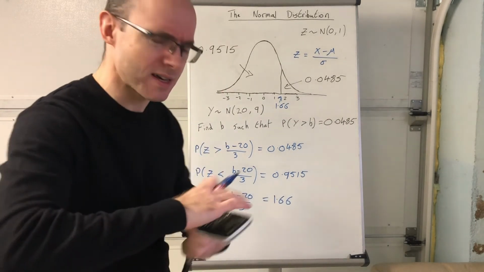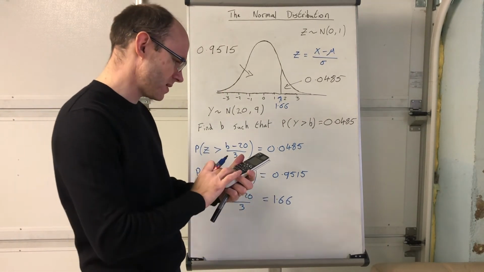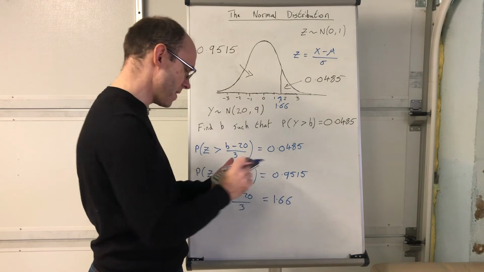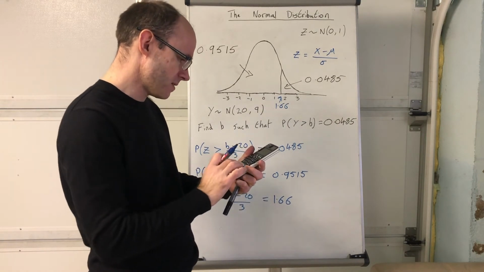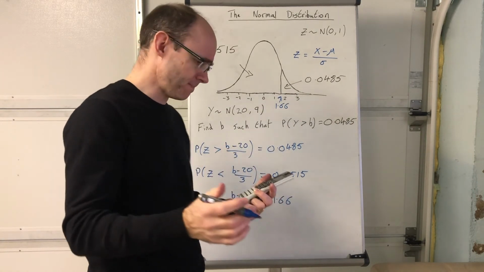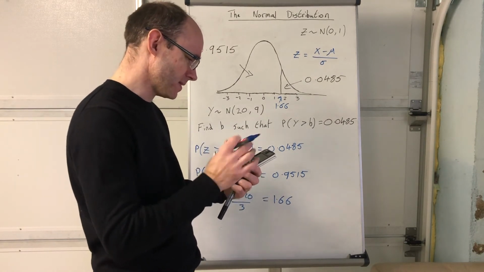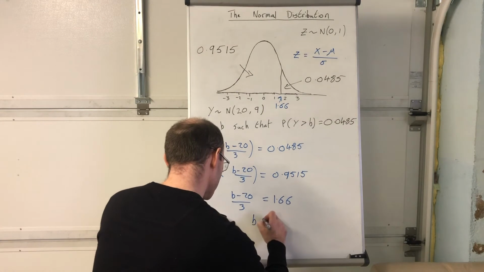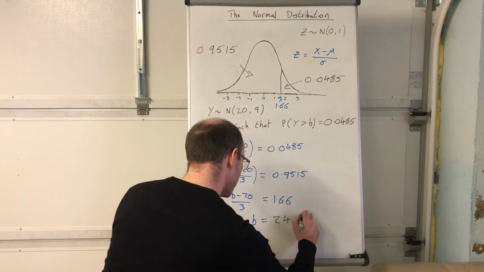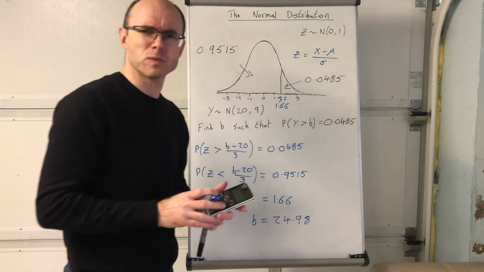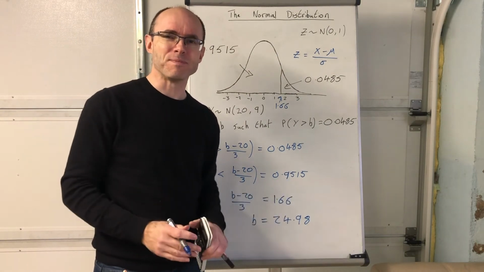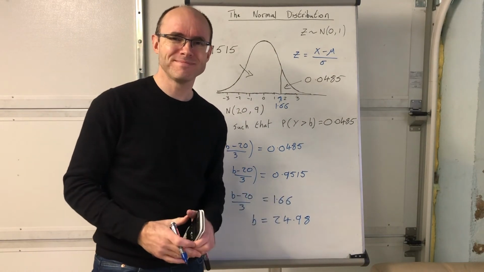So here's where I just need the calculator. So 1.66, we're going to multiply by 3, and that gives us 4.98. And then we're going to add on 20. I don't need a calculator for that, but there you go, I started, so I'll finish. So B equals 24.98. Okay, 24.98. I'm hoping that made sense to you.